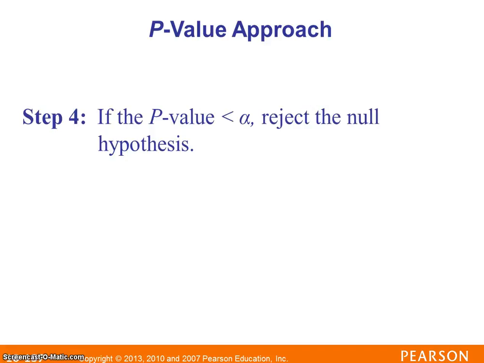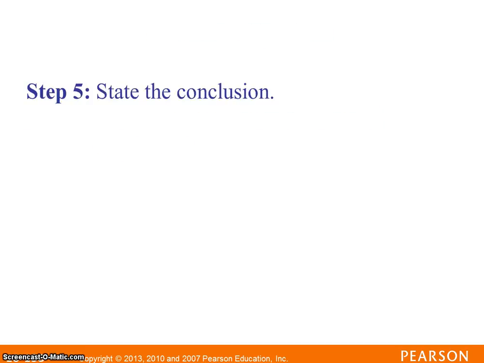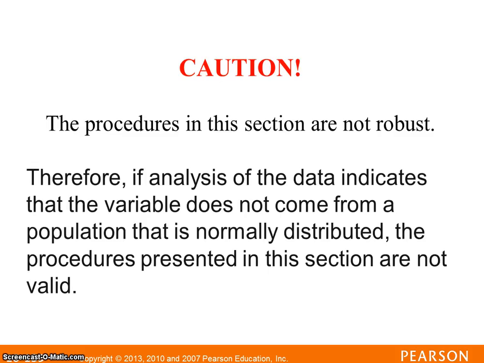And then again, if the p-value is less than alpha, you will reject the null hypothesis just as in previous tests. And then don't forget to state the conclusion, as always. So again, a word of caution: the procedures in this section are not robust. Therefore, if analysis of the data indicates that the variable does not come from a population that is normally distributed, then you should use non-parametric tests, which we'll talk about in chapter 15. So again, you shouldn't really have to worry about that in this section.